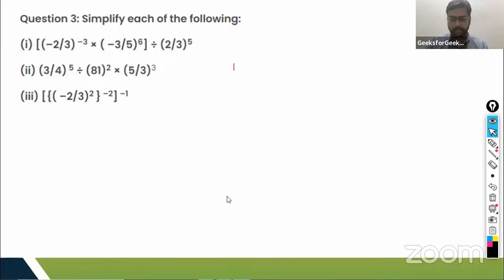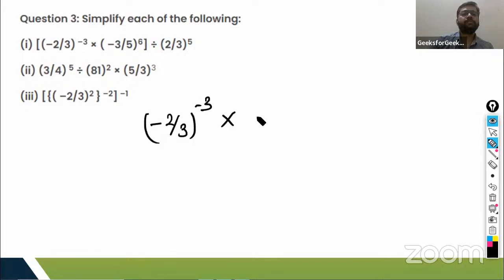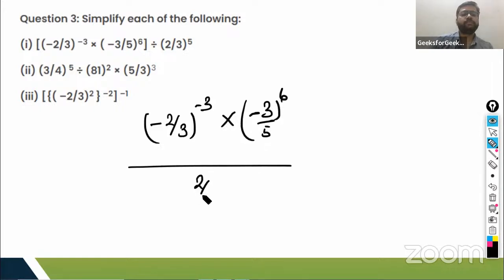Okay, so let's see this question. ज़्यादा टाइम नहीं लेंगे. पहले मैं थोड़ा सा हिंट दे रहा हूँ. -2/3 to the power -3 into 3/5 to the power 6 divided by 2/3 to the power 5. Okay, so can we write this as -2/3 to the power -3 into -3/5 to the power 6 divided by 2/3 to the power 5.